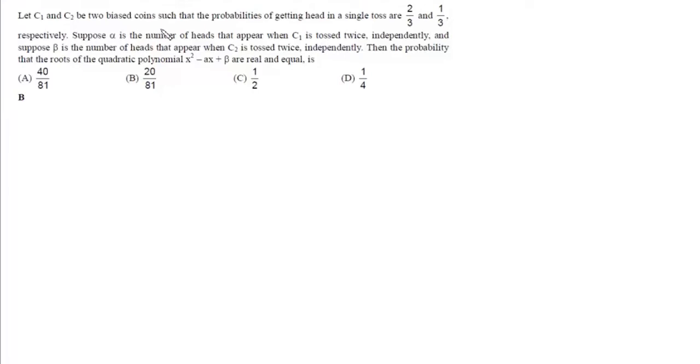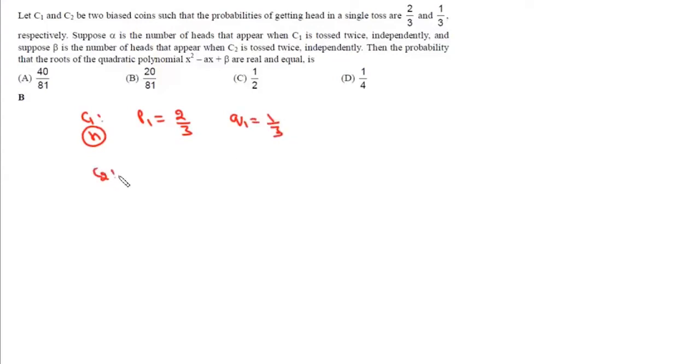Now here the question is, let C1 and C2 be two biased coins such that the probability of getting heads in a single toss are 2 by 3 and 1 by 3. So for this coin C1, suppose getting a head is success. So this P1 is 2 by 3. We are defining getting a head as success. And Q1 is 1 by 3.